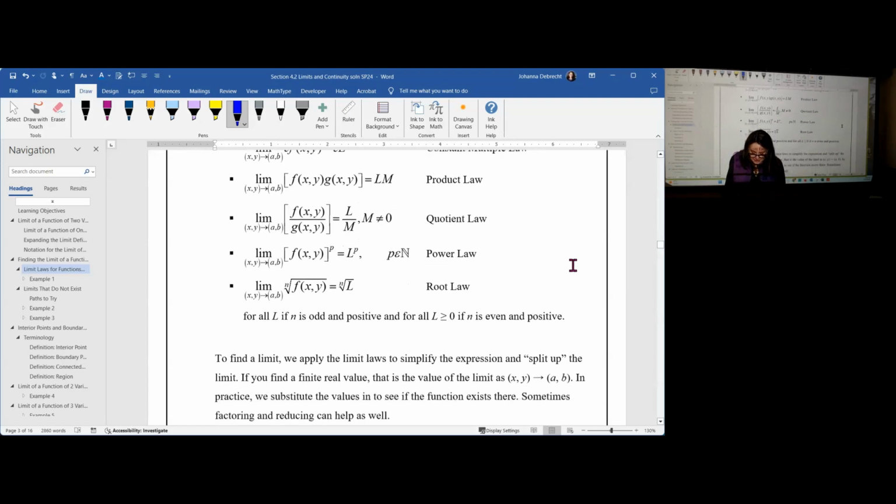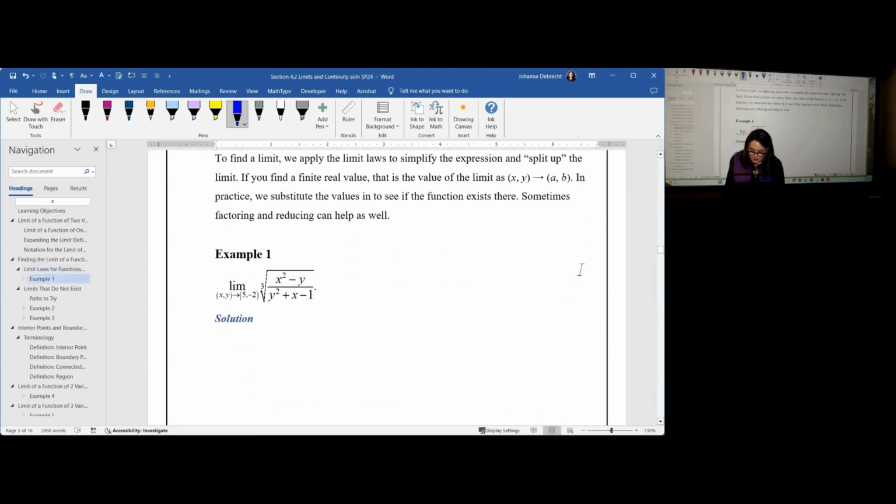To find a limit, we're going to apply the limit laws to simplify the expression and split apart the limit. If you find a finite real number, that is the value of the limit as the ordered pair xy approaches the ordered pair ab, then you're done. In practice, we're going to substitute the values in to see if the function exists there. This is part of continuity. Sometimes factoring and reducing will help as well, just as it did in Calculus 1.